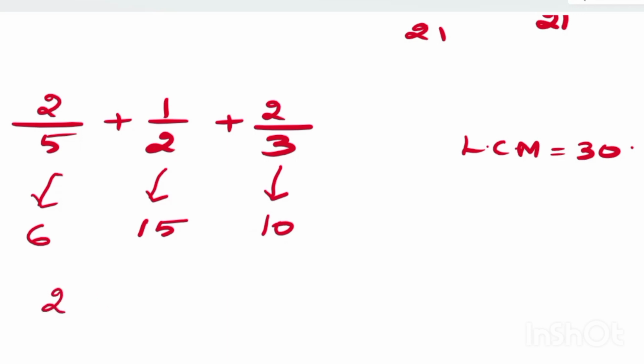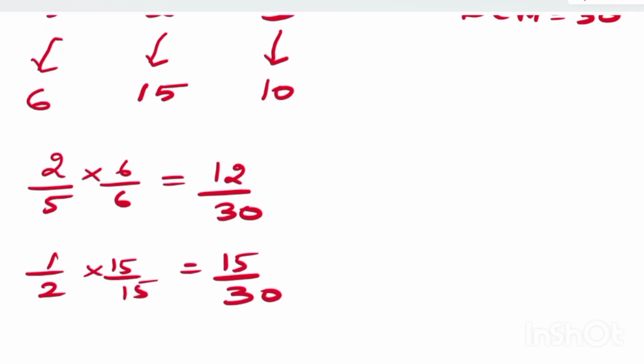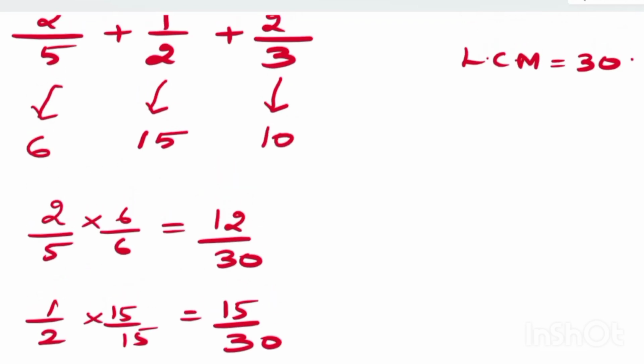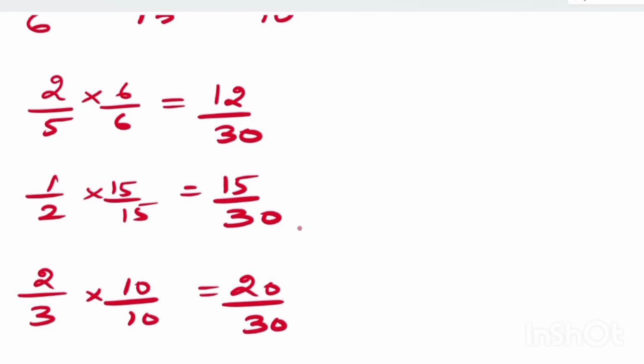So when you are multiplying 2 by 5, the numerator and denominator both by 6, what will you get? You will get 12 by 30. And if you are multiplying 1 by 2 into 15 by 15, what will you get? You will get 15 by 30. And now 2 by 3 for converting into 30, you'll be multiplying by 10, right? So 20 by 30.